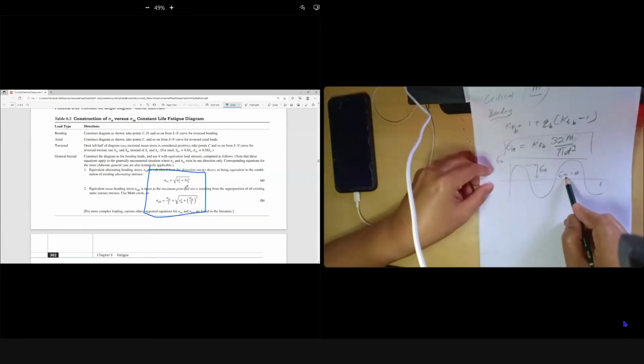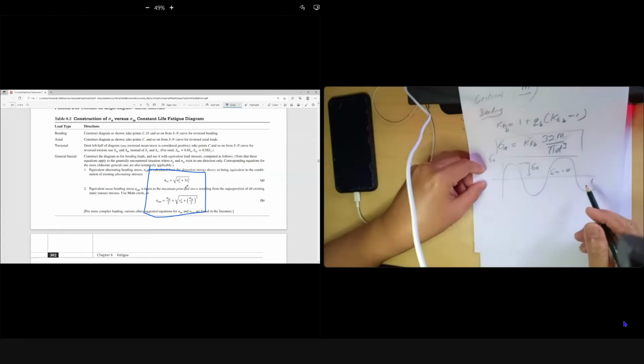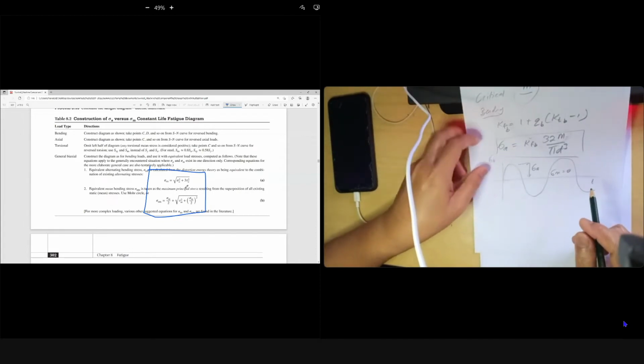What is sigma min for bending? Do you have sigma min? No. For bending, it is zero. Remember, there may be an axial load. In this case, if there is no normal force, no axial load, we don't take it.